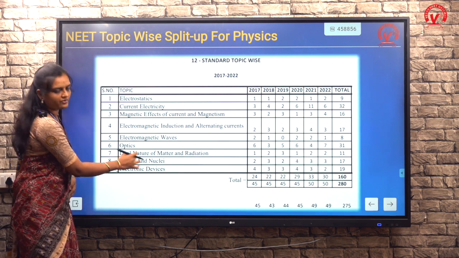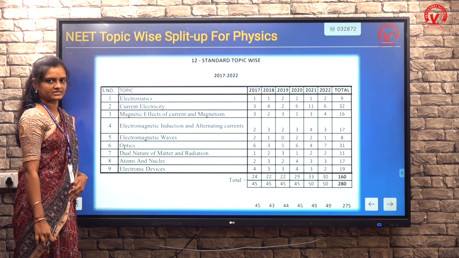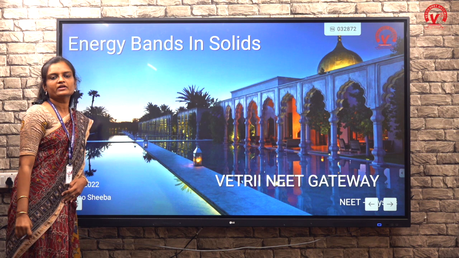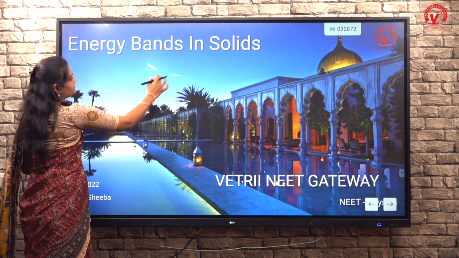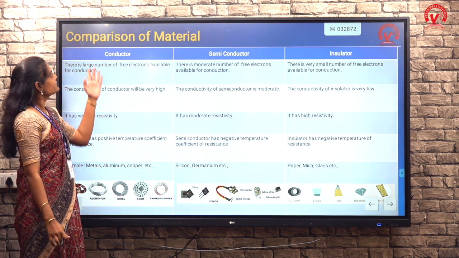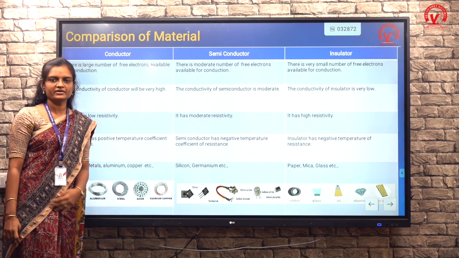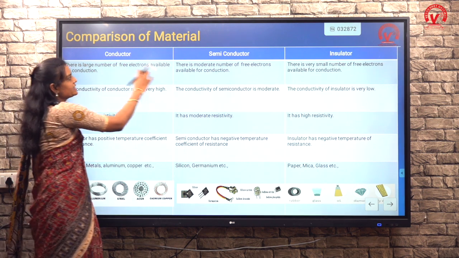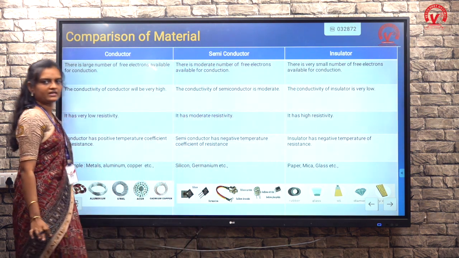In this topic I am going to take energy band in solids. Today we are going to see the formation of energy band in solids. First, before that, we are going to compare the materials. Materials are classified into 3 types: one is conductor, then semiconductor, and the third is insulator.